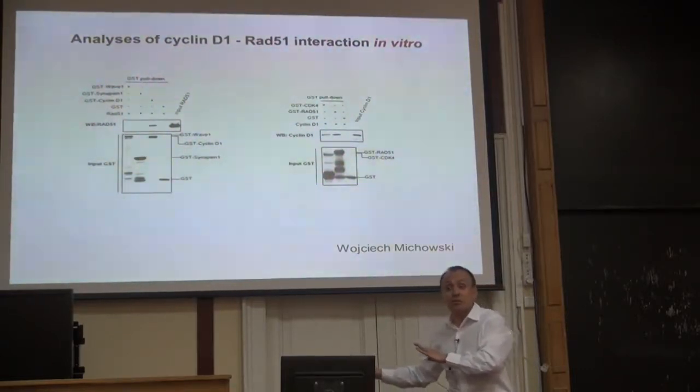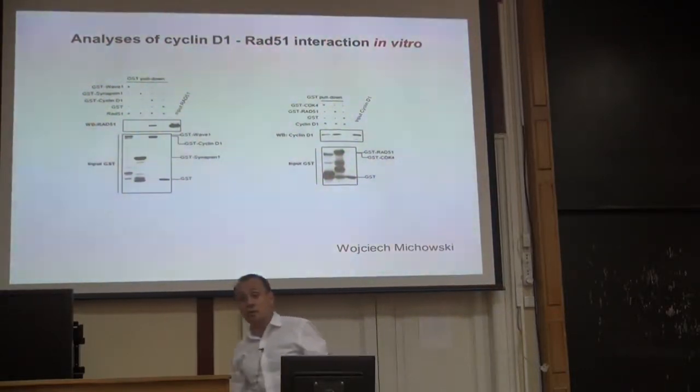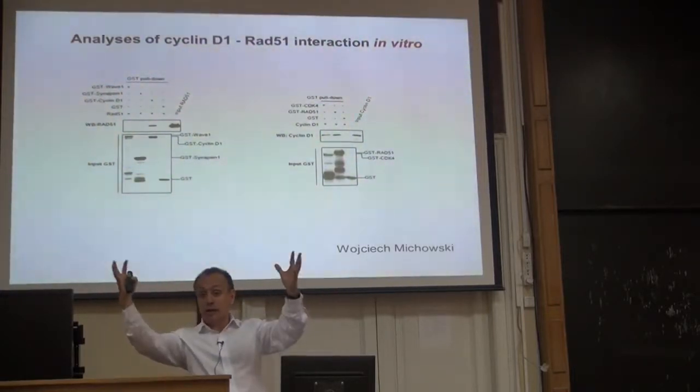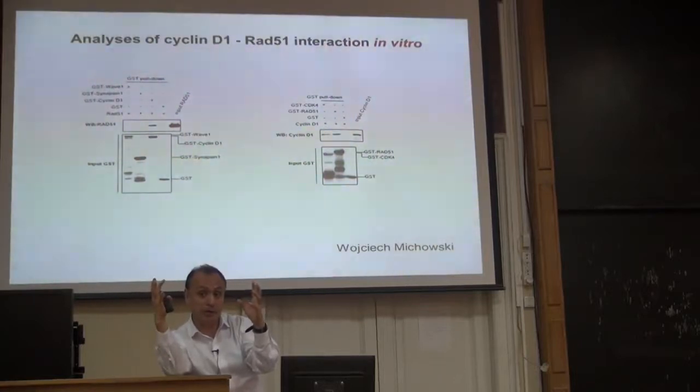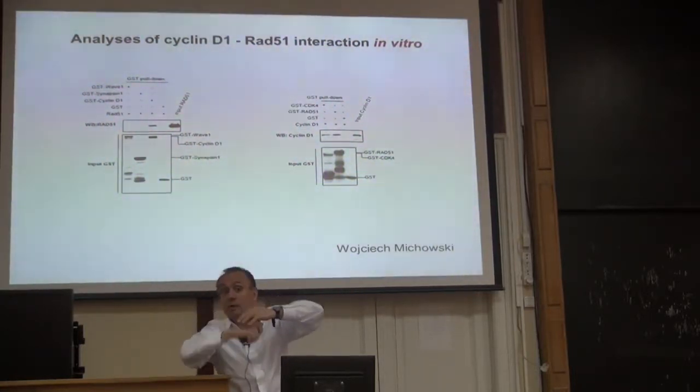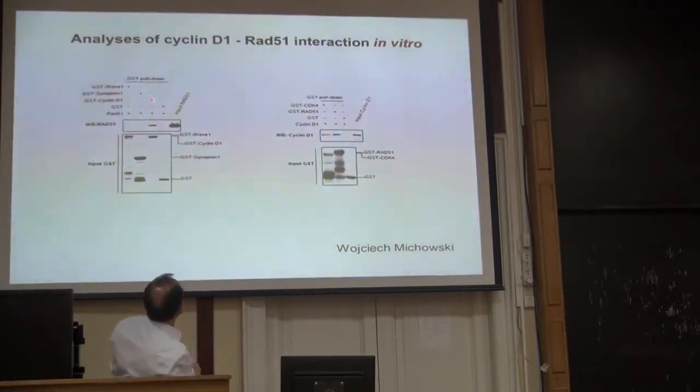Now, Wojtek Michowski actually asked whether the cyclin D1-RAD51 interaction is direct or indirect. What I've showed you is that when you do immunoprecipitation Western blotting, they bind, but it doesn't mean this is a direct interaction, right? There could be another protein bridging them together. So Wojtek Michowski took a purified cyclin D1, purified RAD51, mixed them, and found that they bind to each other.